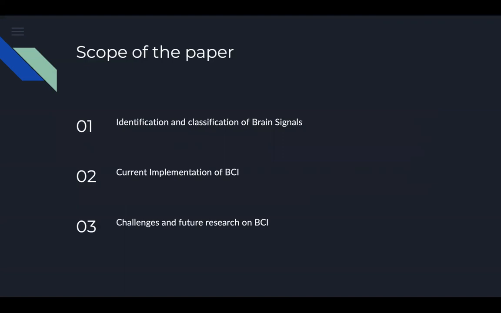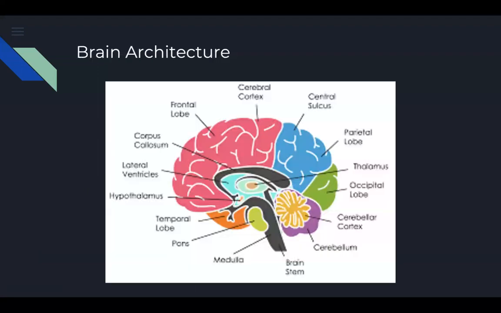What is the scope of this paper? The scope of this paper is identification and classification of brain signals, current implementation of BCI, and the challenges and future research with respect to BCI.